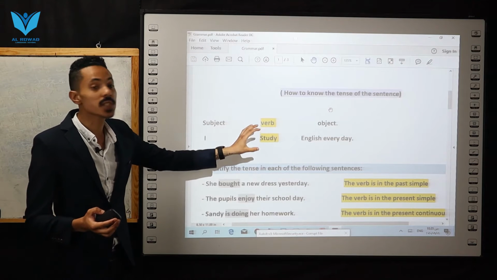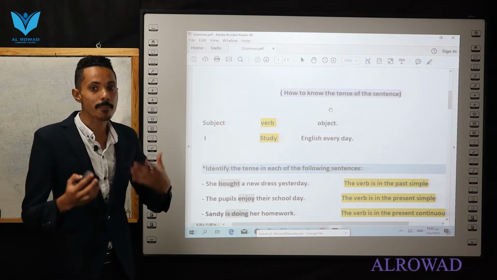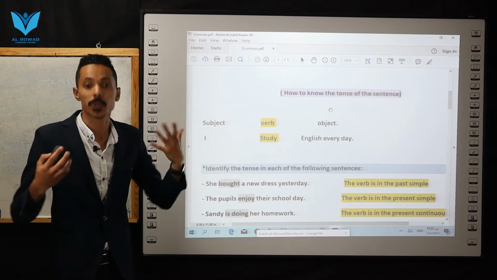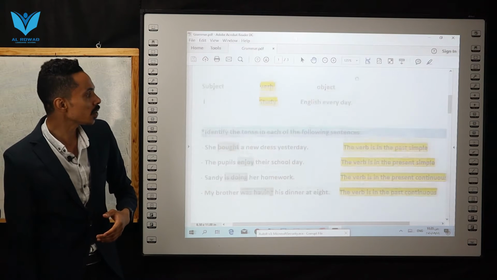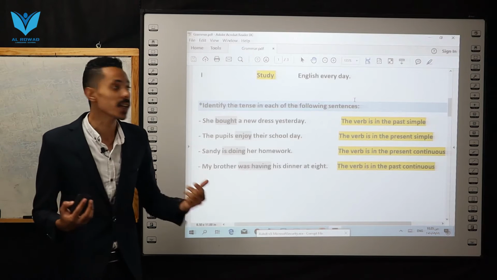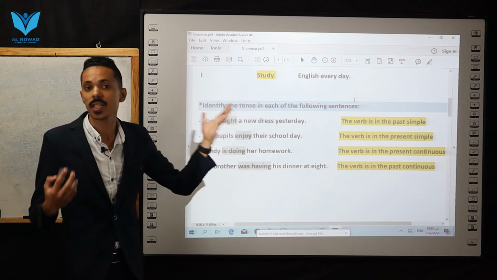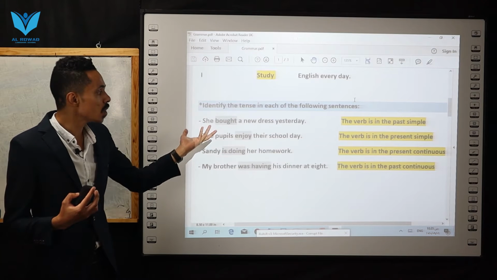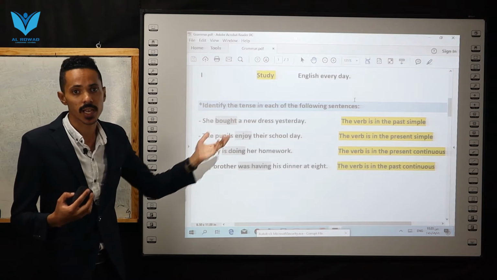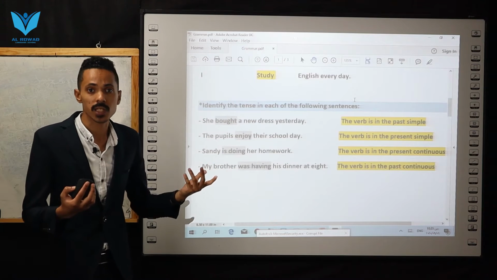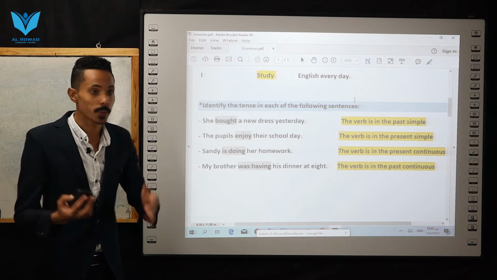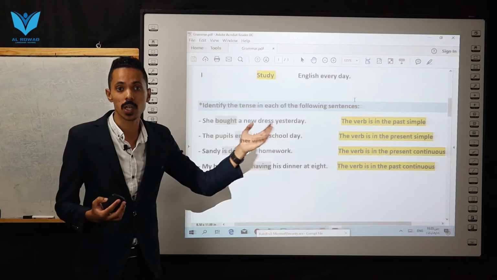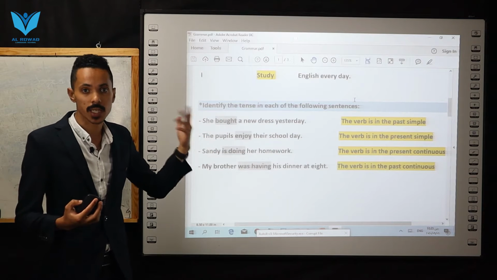What is the verb study? So, study is a main verb, present simple. So, what is the tense of the sentence? Present simple. So, another question here. Identify the tense in each of the following sentences. So, let's start now. The first one. She bought a new dress yesterday. How to know the tense of the sentence? Look at the verb. What is the verb here? Bought. Bought is in the past simple, so the sentence is a past simple sentence.